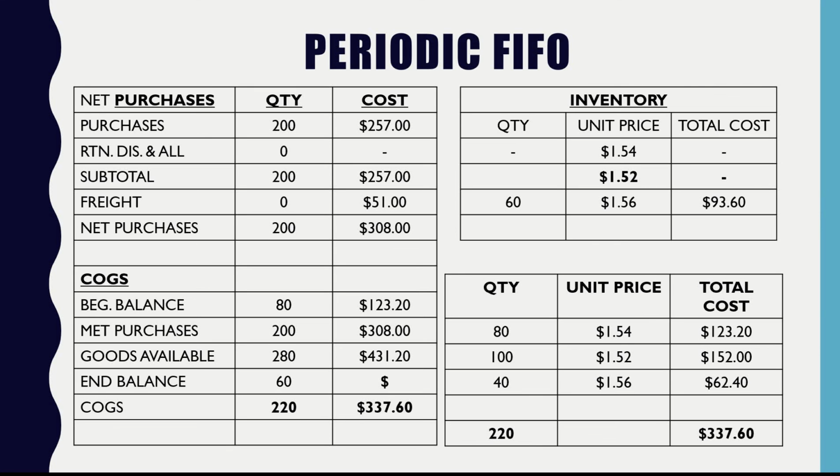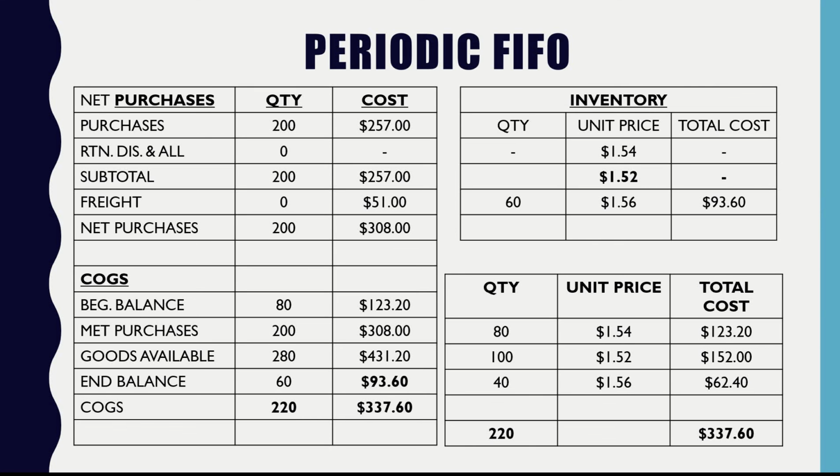And once again, if you still have this calculation above, you'll be able to determine that we have our ending balance of 60. 60 times $1.56 should get you $93.60. Or, once again, you can also take your goods available of $431.20 and subtract out your $337.60 to get you $93.60. And that's how we calculate FIFO for our inventory. All right. The only difference in this one is we have beginning inventory. Any questions?